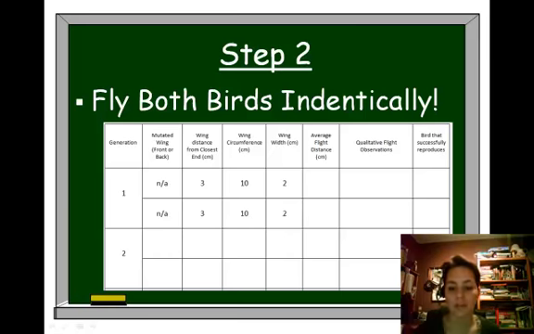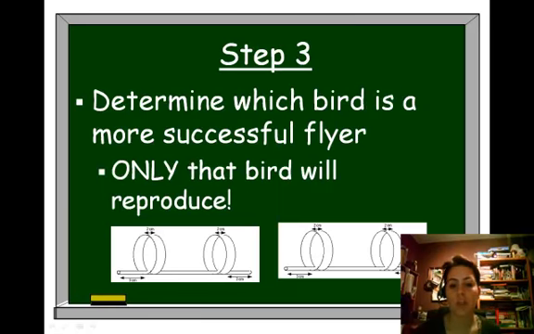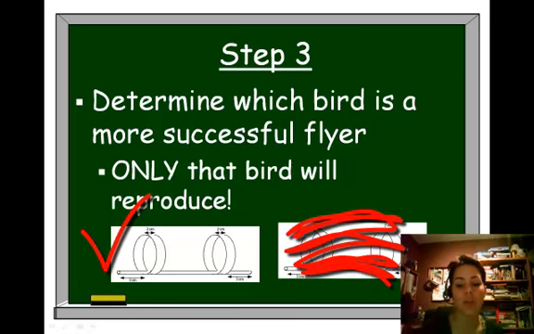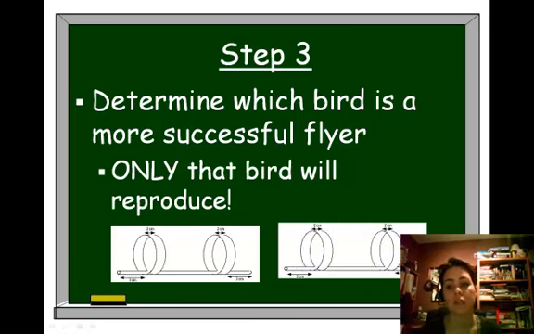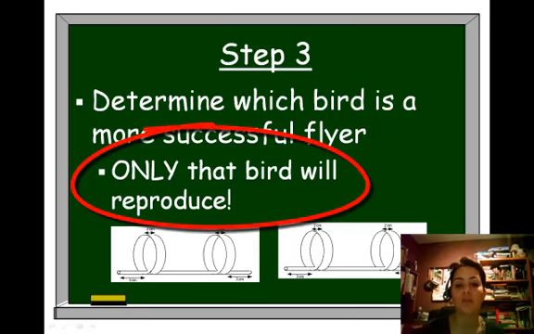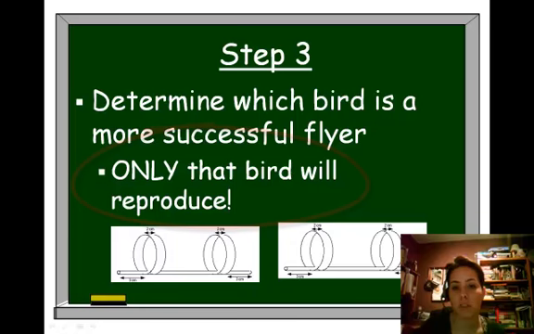Then after that, you're going to determine which bird is a more successful flyer. Note, only one of your 2 birds will reproduce. So you'll have to determine which bird was a more successful flyer from things like the qualitative observations you recorded and the quantitative distance it flew. So only one of those 2 birds will reproduce. This is because it could fly more successfully.